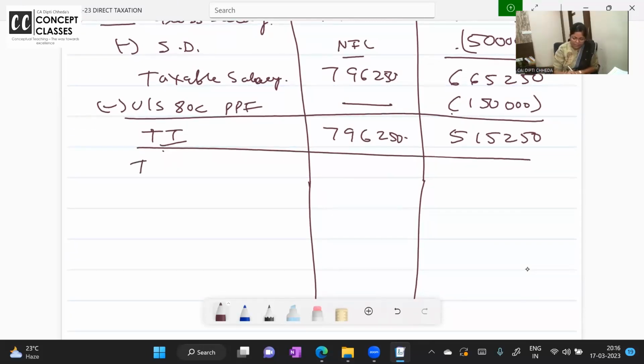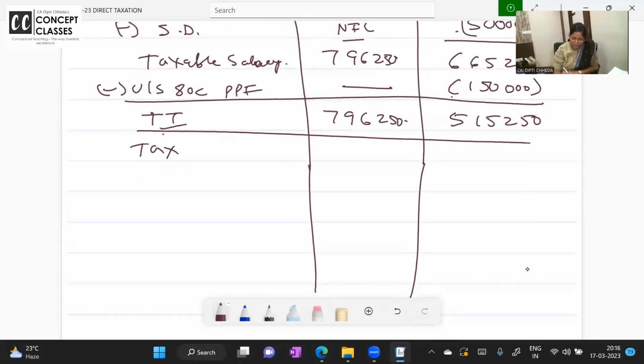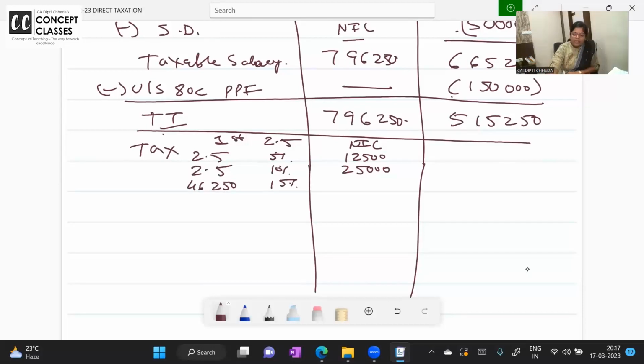Now let us calculate the tax. Let us first do the new tax regime. On the first 2.5 lakh, nil. Next 2.5 lakh, 5%, 12,500. Next 2.5 lakh, 10%, 25,000. So this takes you to 7,50,000. Above 750,000 it is 46,250, that is 796,250 minus 750,000. On 46,250, it will be 15%. It is coming to 6,938. Are you all writing or not? Sitting in the class and just taking screenshots won't help, because you have to write a 3 hour exam.